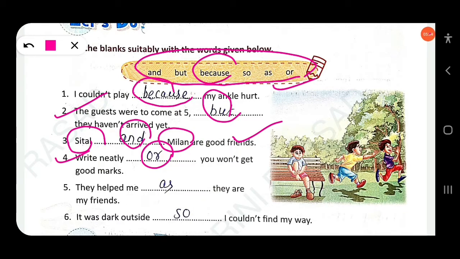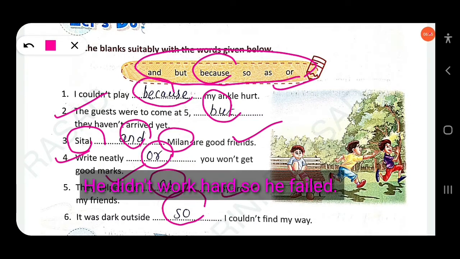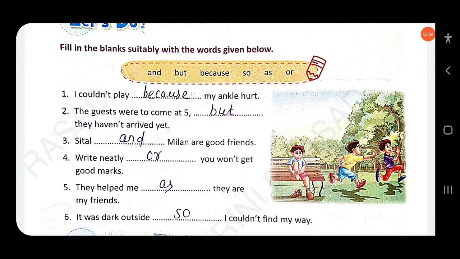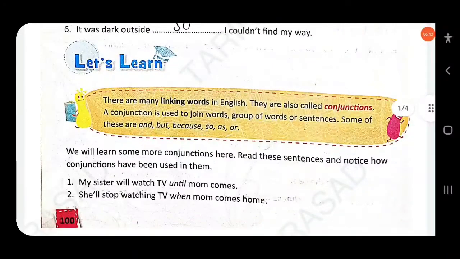Clear? The next, they help me as they are my friends. Clear? The next, it was dark outside, so I couldn't find my way. He didn't work hard, so he failed. Clear? Then next, there are many linking words in English.